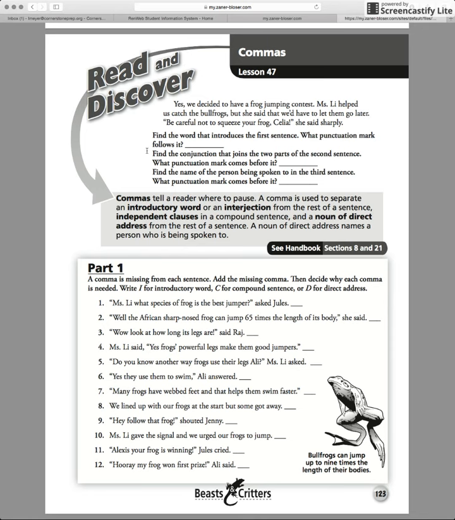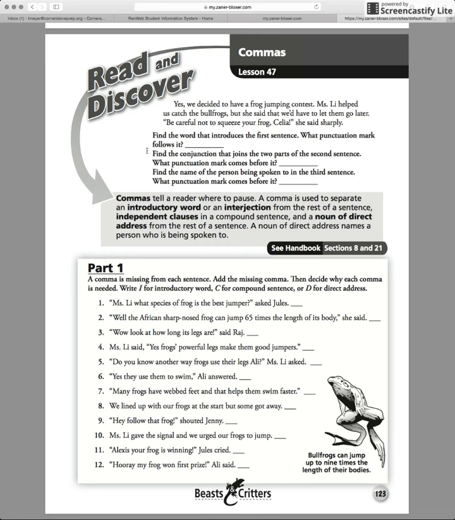Now you have to find the conjunction that joins the two parts of the second sentence and then answer what punctuation mark comes before it. If you said but, you are correct. And you'll see that comma after bullfrogs.